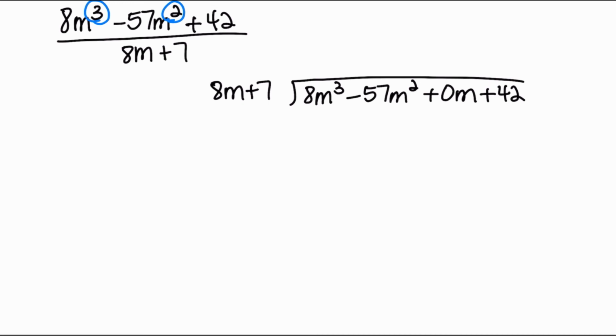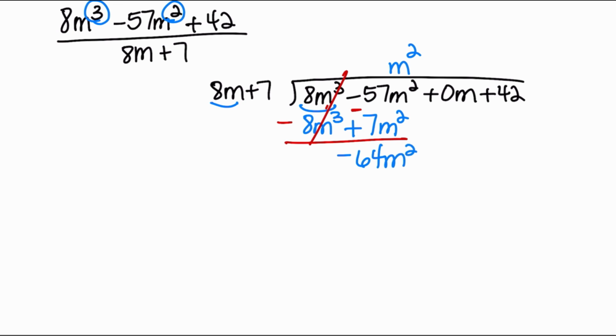So here we go again. 8m goes into 8m cubed, m squared. M squared times 8m is 8m cubed. M squared times 7 is plus 7m squared. Draw a line, change the signs, cancel. Negative 57 and negative 7 is negative 64m squared. Bring down the 0m. So now I'm going to have 8m goes into negative 64m squared, negative 8m times.